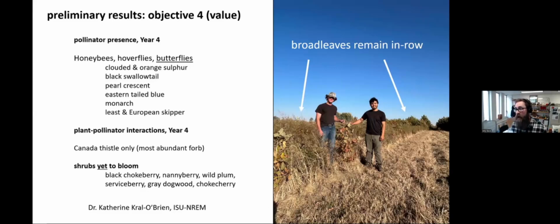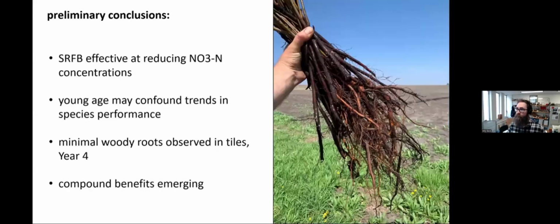We added thousands of shrubs along the perimeter of this planting that have yet to bloom. They're only a few years old. They probably should start blooming in the next few years. Things like black chokeberry, nannyberry, wild plum, serviceberry, gray dogwood, and chokecherry. So I think this is going to get really interesting as we move forward there.